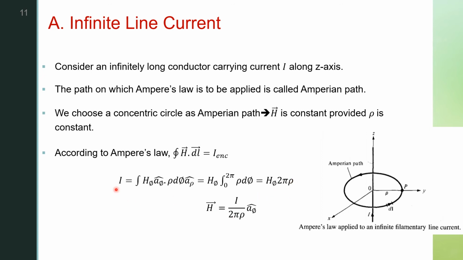Simplify this: I is equal to H phi 2 pi rho. That is, H is equal to 1 by 2 pi rho a phi. So we have determined the magnetic field intensity at a particular point if the current distribution is line current, with the help of Ampere's circuit law.